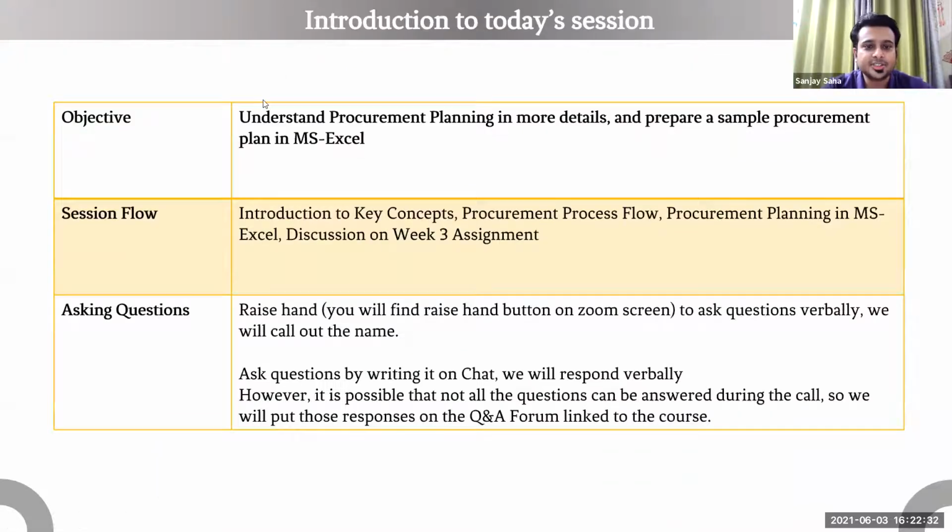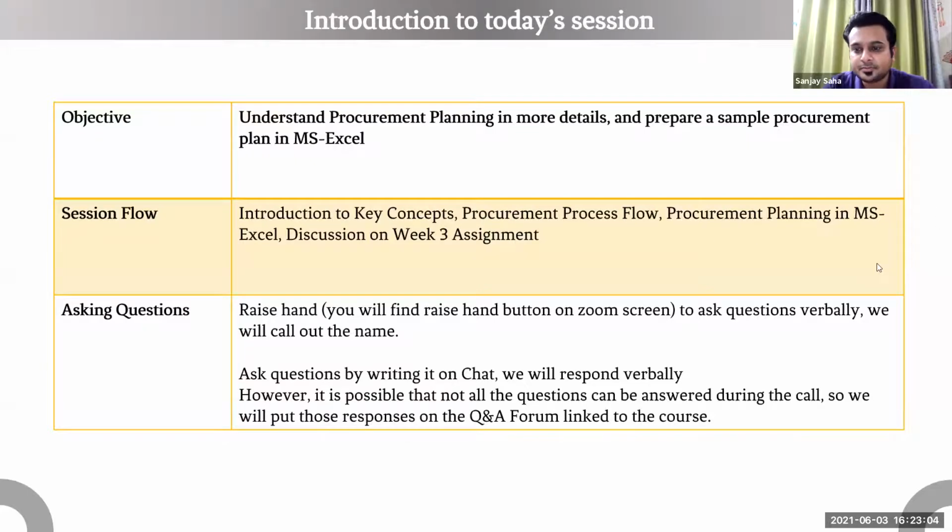So in today's session, we are going to learn a bit more about procurement planning, and we will also show you a sample procurement plan template in Excel, which you have already received, but we will give you more details on how to use that template. Okay. And again, if you have any questions, raise your hand. We will let you speak verbally, or you can also put your clarifications and questions in the chat as well.